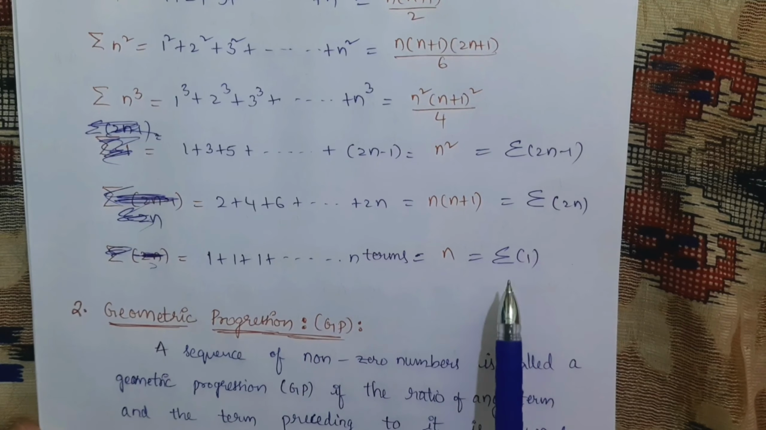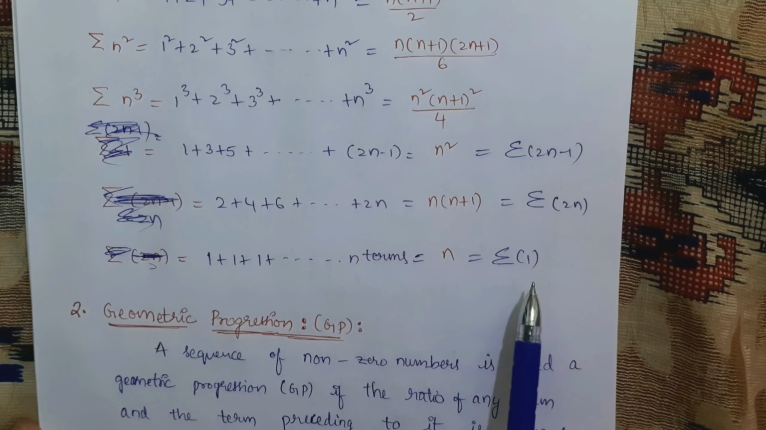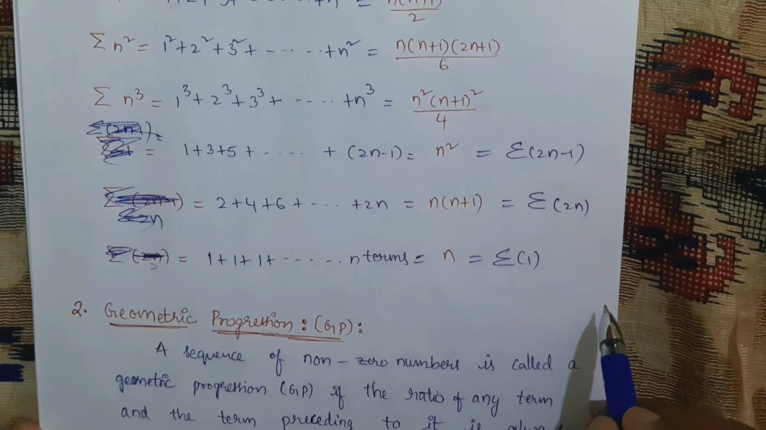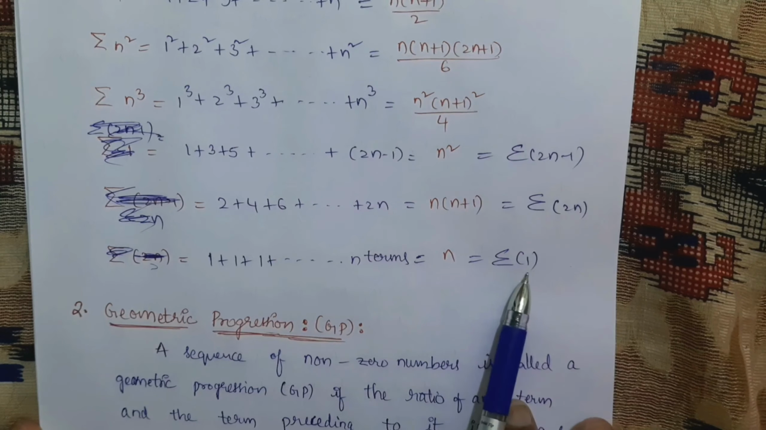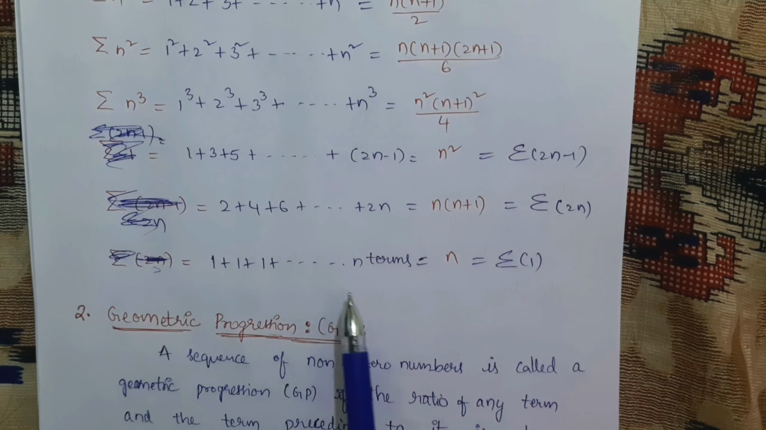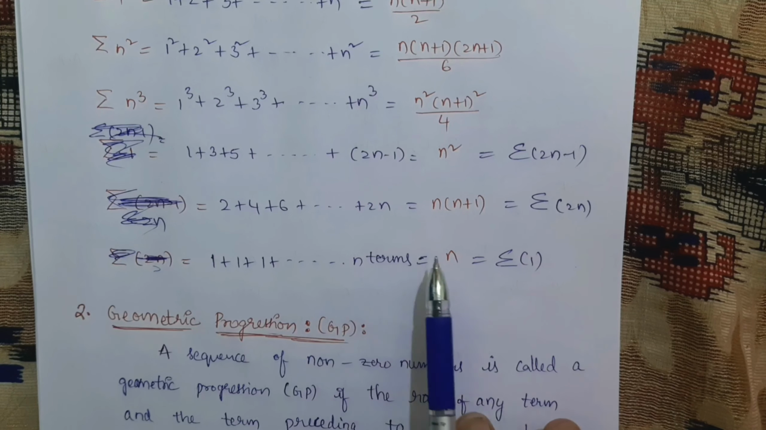And again, when it comes to sigma 1, many will think that the value of sigma 1 is equal to 1, but that is not so. Sigma 1 is nothing but 1 plus 1 plus 1 and so on up to n times. So that value is equal to n.